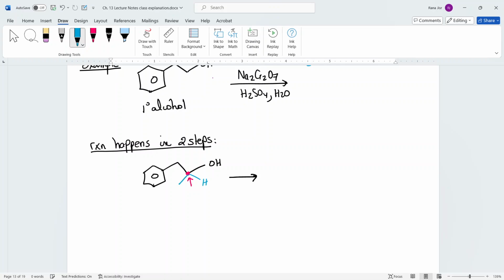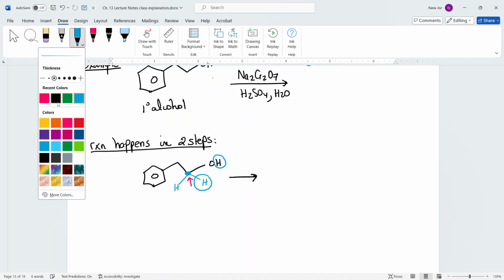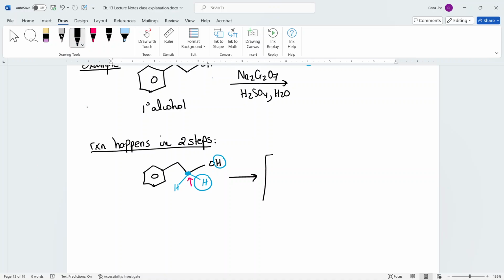Here I do have two hydrogens. So the carbon is going to lose a hydrogen and the OH is going to lose a hydrogen on that same carbon. We're going to end up with an intermediate. That's why I said the reaction happens over two steps. So I'm going to end up getting an intermediate, and the intermediate is going to be my aldehyde, but the reaction will not stop.